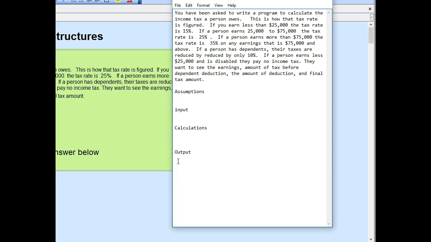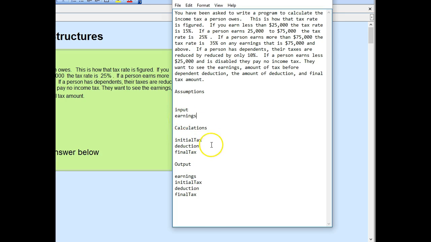All right, and they want to see the earnings, the initial tax, before deductions, and then the final tax. If we take a look at these, we can see that we're going to be calculating these three values. Earnings is something that someone has to tell us. Well, how much did you earn during the year? And we'll put that into our program. So that goes up into input.